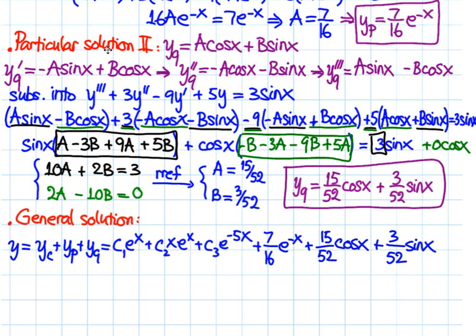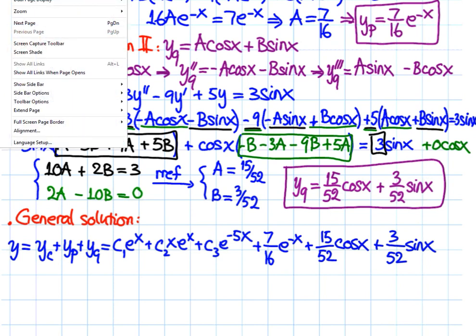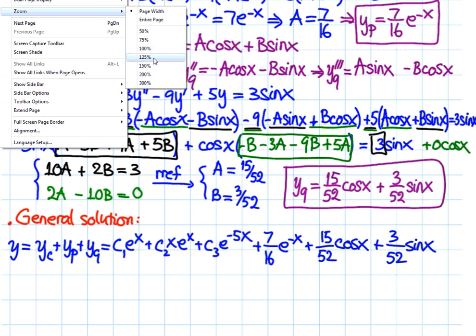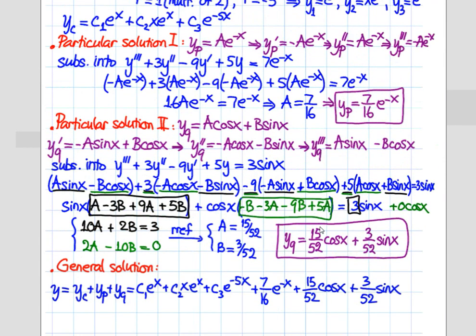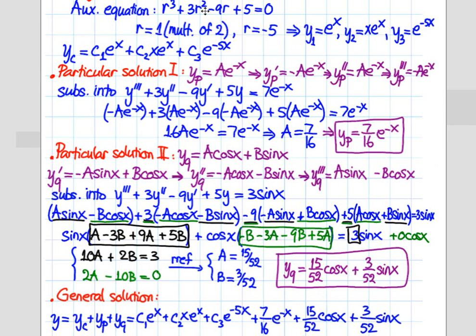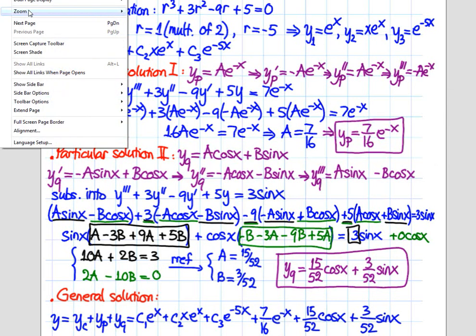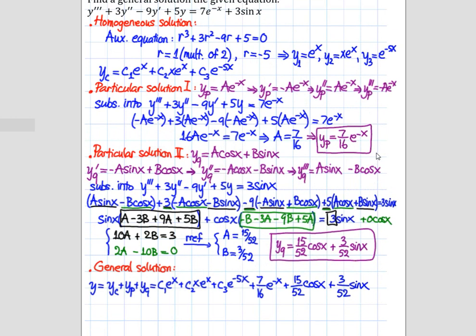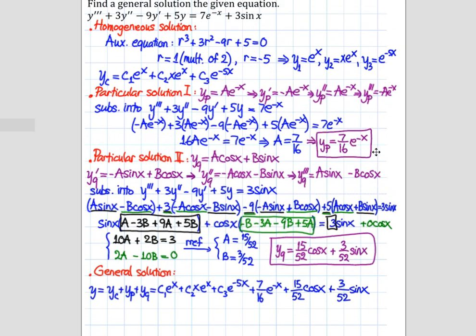I will zoom out so we have the whole problem on one page. There. So that's what we have. So we find the homogeneous solution and then the particular solution with the superposition principle. And finally, we put all of that together, and then we have the solution.